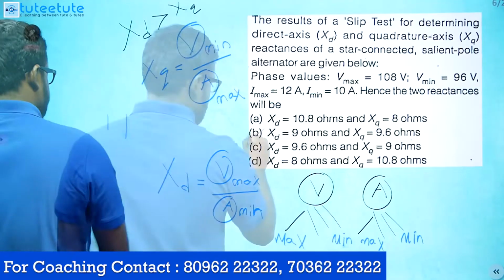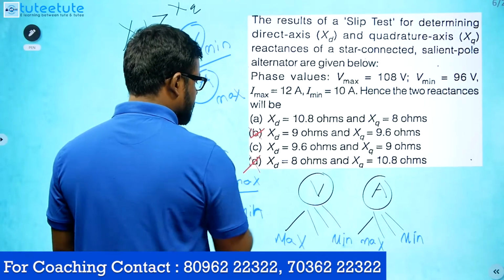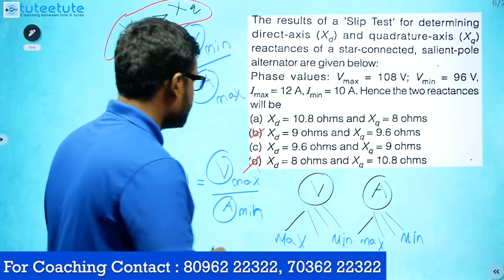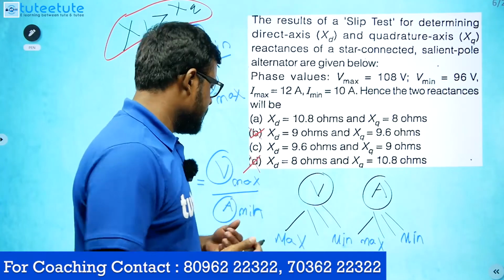So definitely not B, because there XD is less than XQ. Similarly, definitely not D, because we know this point: XD is greater than XQ. Now observe the two options. A and C are the only ones remaining here.